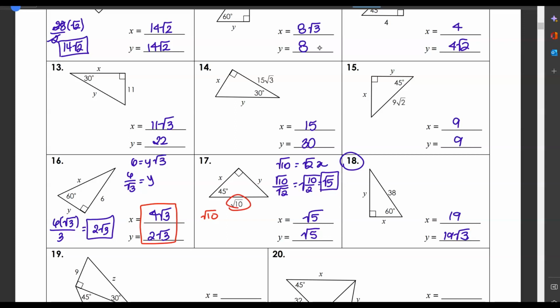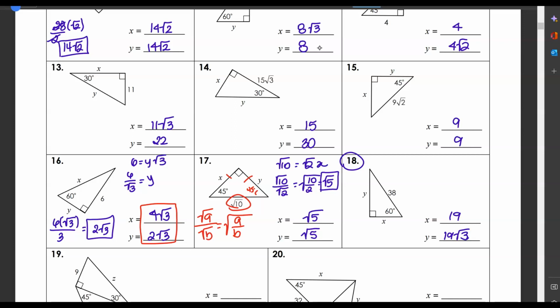So when I divide by root 2 over 2, I do have the property that tells me that the square root of a over the square root of b is the same as the square root of a over b. And so that allows me to reduce inside, so I just get the square root of 5. And both of these are going to be congruent since I have a 45, 45, 90 on this one. Okay. And then lastly, number 18 is just, we have 19 and then 19 root 3 here.